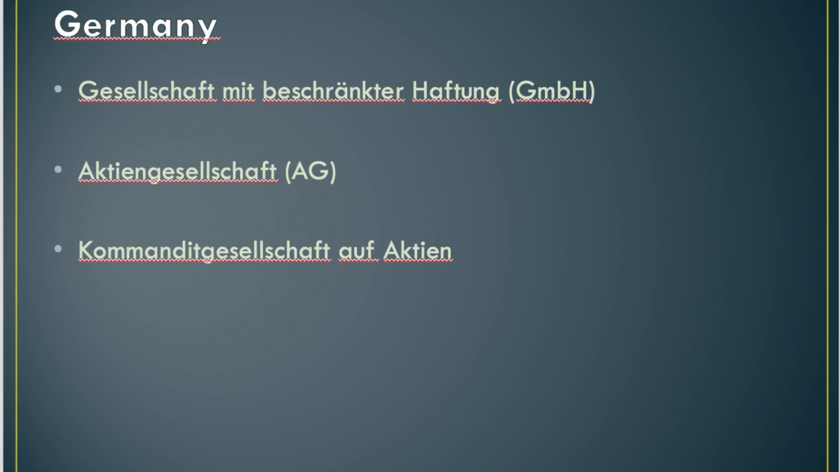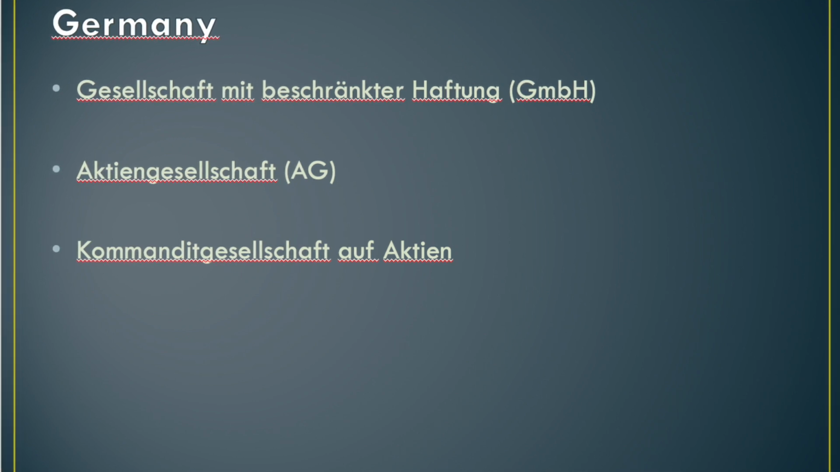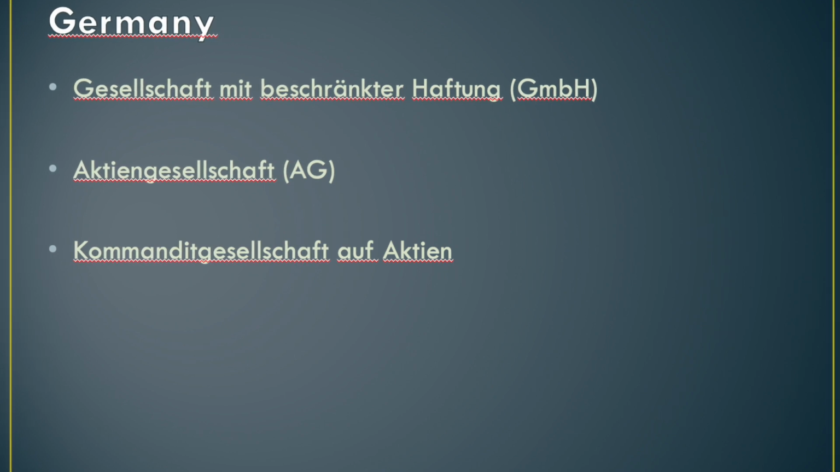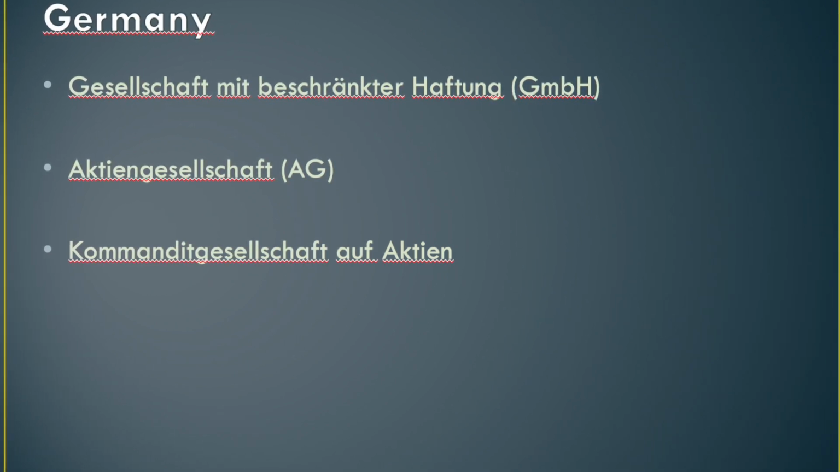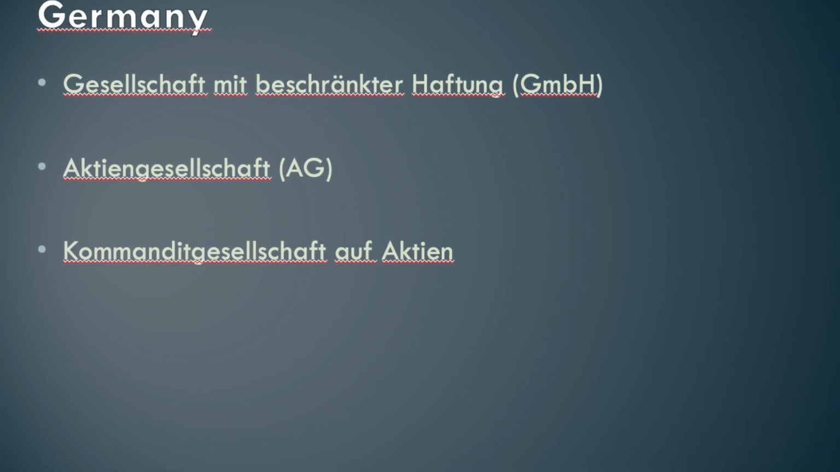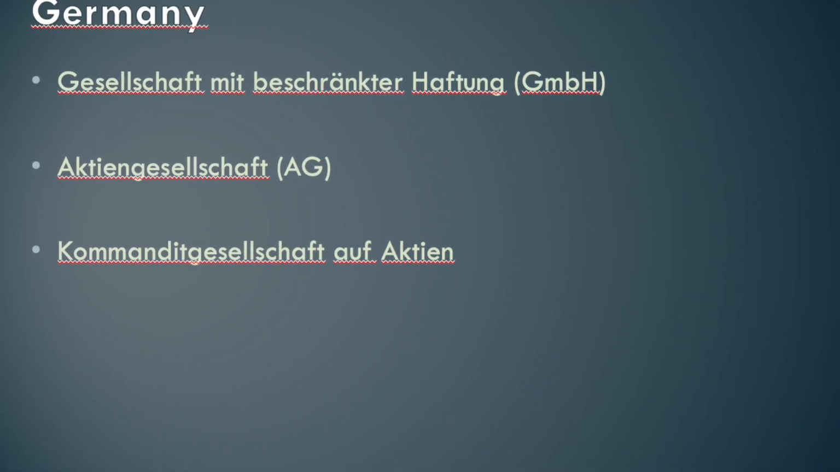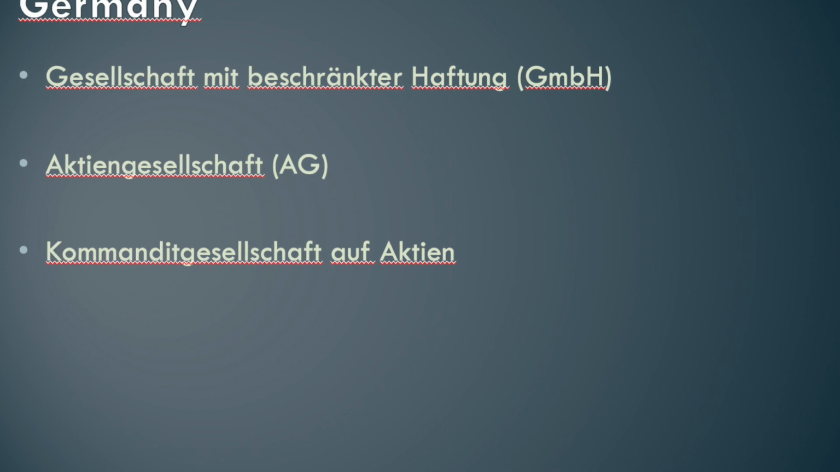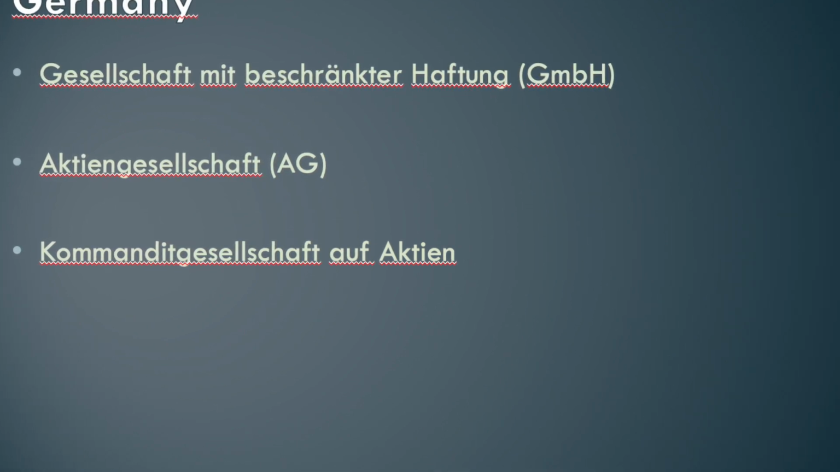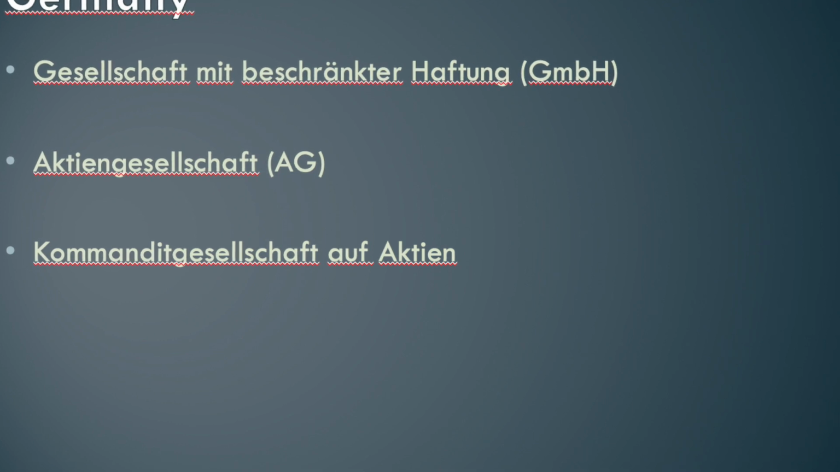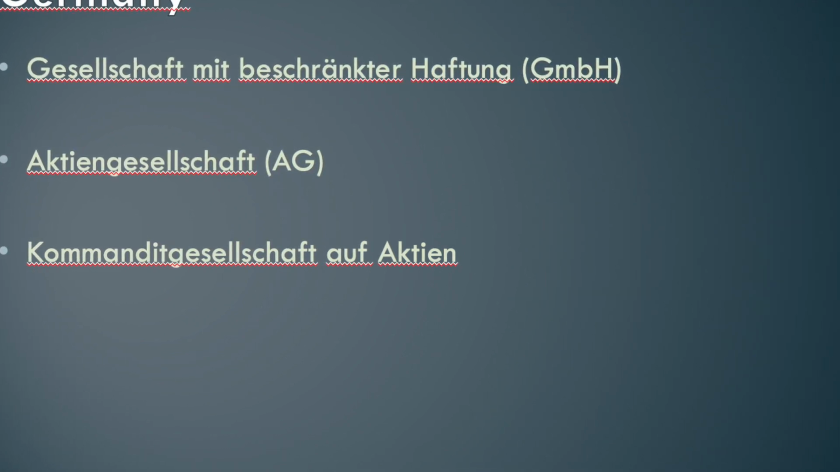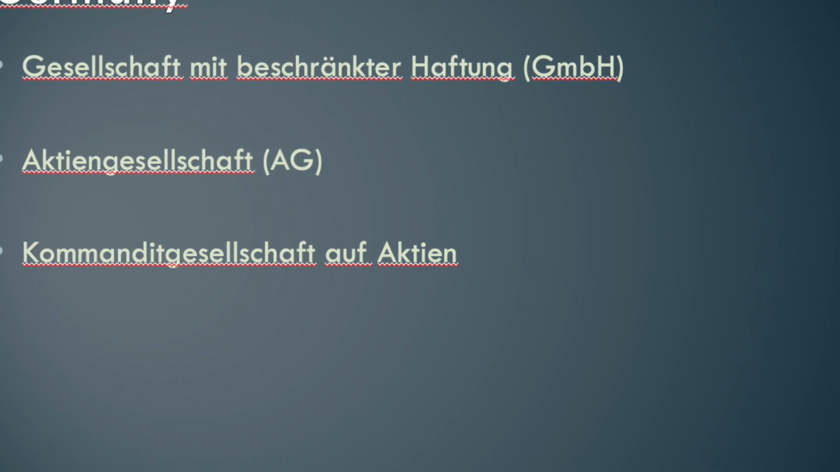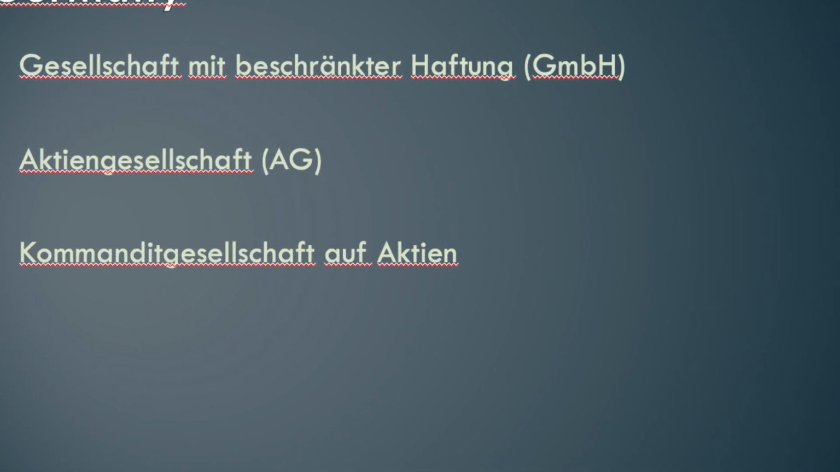And finally, in Germany, we have Gesellschaft mit beschränkter Haftung, GmbH, that is very similar to the Sociedad de Responsabilidad Limitada in Spain, Société à Responsabilité Limitée in France, Aktiengesellschaft, Sociedad Anónima in Spain, and Kommanditgesellschaft auf Aktien, that is very similar to Sociedad Comanditaria por Acciones in Spain. So, these are different kinds of companies in different countries.